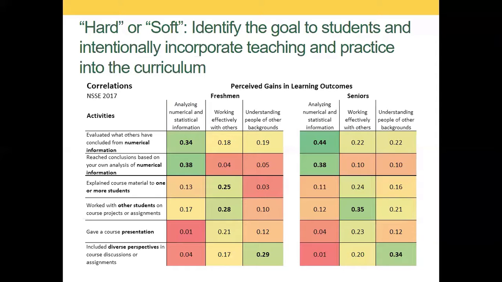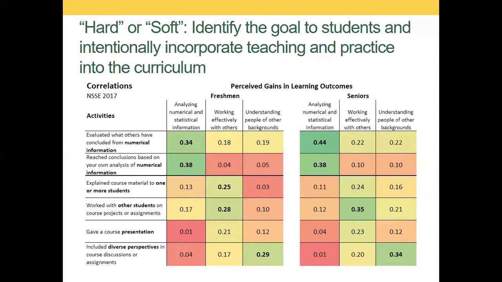Okay, jump down to the next 2. Explaining course material to another student and working with other students on course projects or assignments. This second one here, working with other students, this is teamwork. Teamwork and explaining material to other students is really nicely correlated with working effectively with others. If we want to graduate students who can work effectively with others, learning how to do really effective teamwork projects that don't completely upset students is a great way to learn. I mean, that's a great way to reach that outcome.